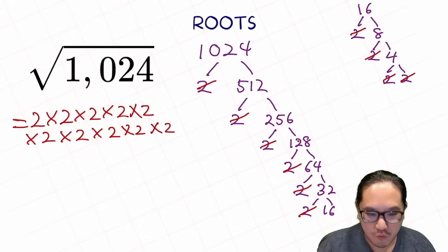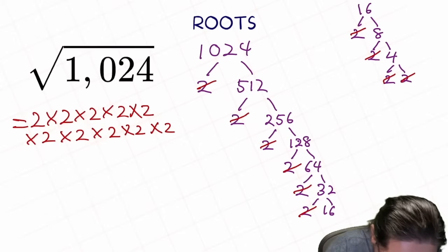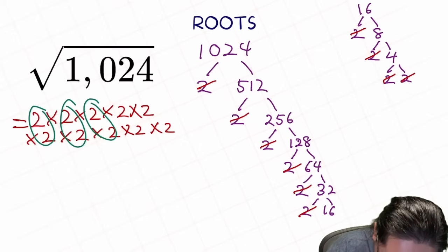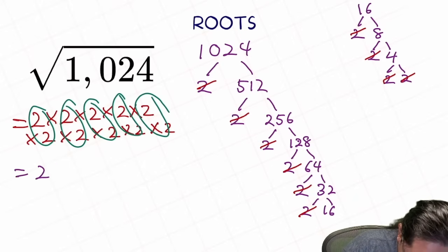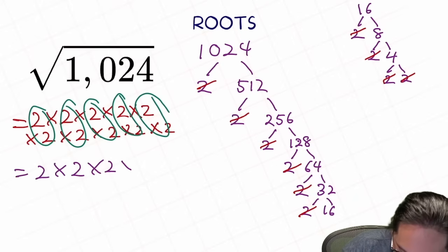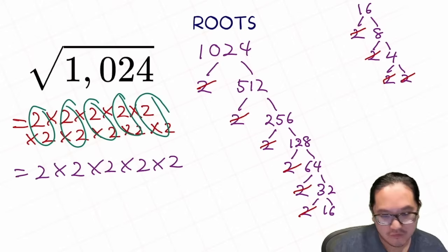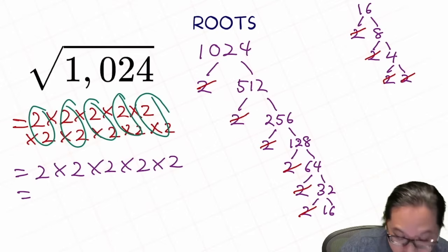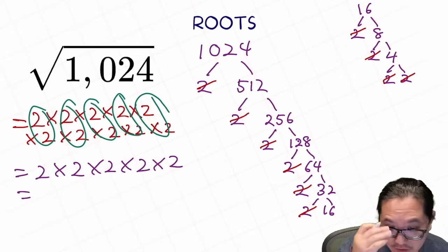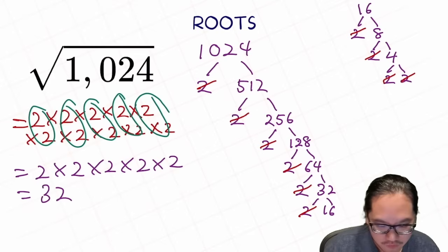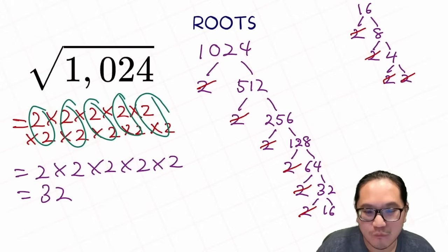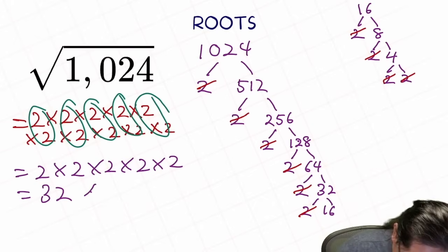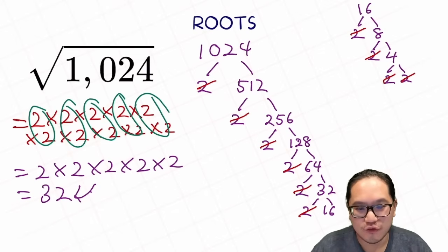So what is the root? We want an even split, right? So we have 1 set, 2 sets, 3 sets, 4 sets, 5 sets. So we know that for half, it's just 2 times 2 times 2 times 2 times 2, 5 times, right? Because we have 5 sets. So this will equal 32. If you want to confirm it, 32 multiplied by 32 will be equal to what? 1024. So we know that this is correct. Okay? And that's how you do roots without a calculator.